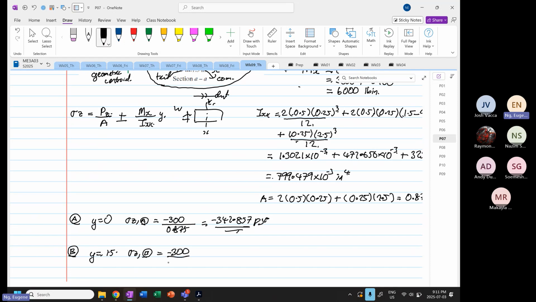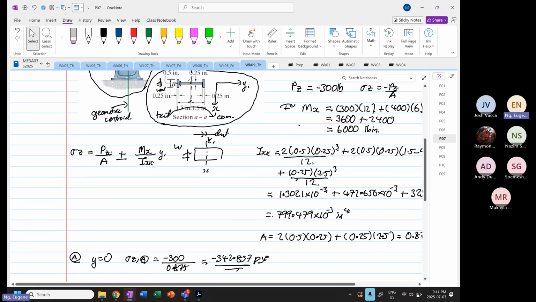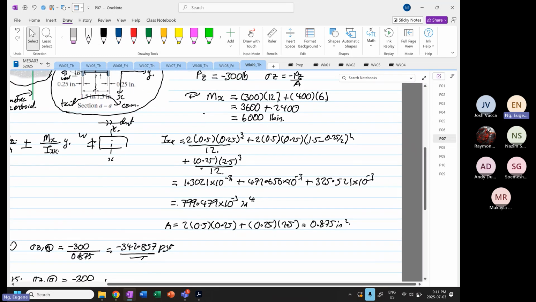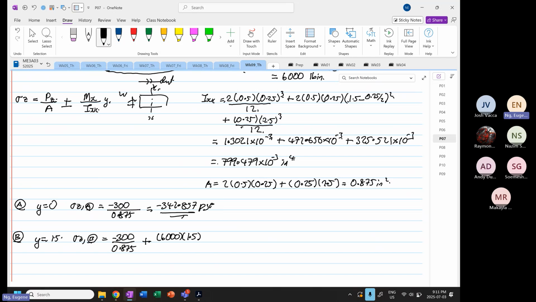300 divided by 0.875 plus, because point B is going to be at tension, and then the moment will be 6,000 multiplied by a distance of 1.5 divided by 799.479 times 10 to the power minus 3.